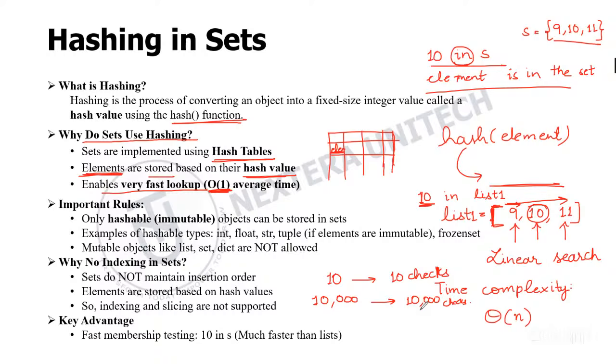So what happens is the performance grows linearly with size. So it will take more time. If you have fewer elements, it will take that much time. If you have more elements, it will take more time. So if you have 10,000 elements, the time complexity will be 10,000. So it will take more time in the case of a list, as it will check each and every element.